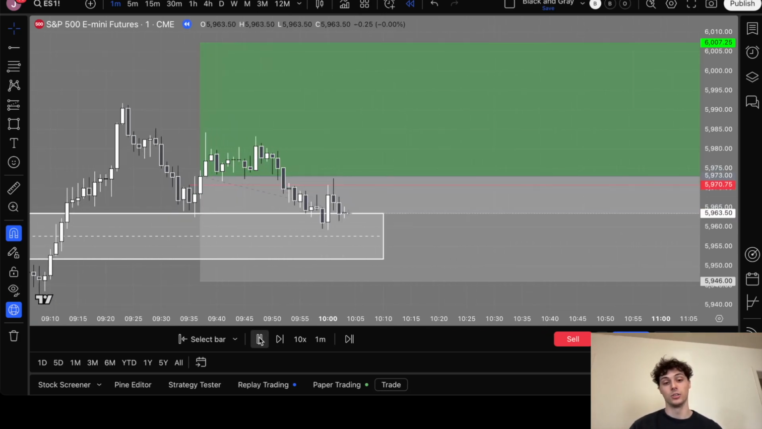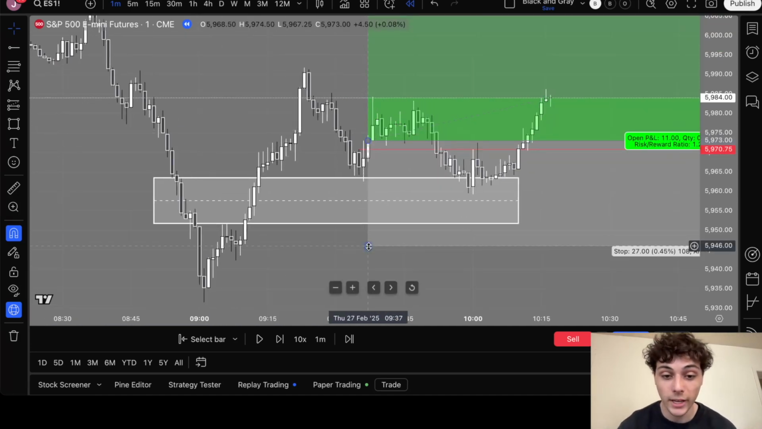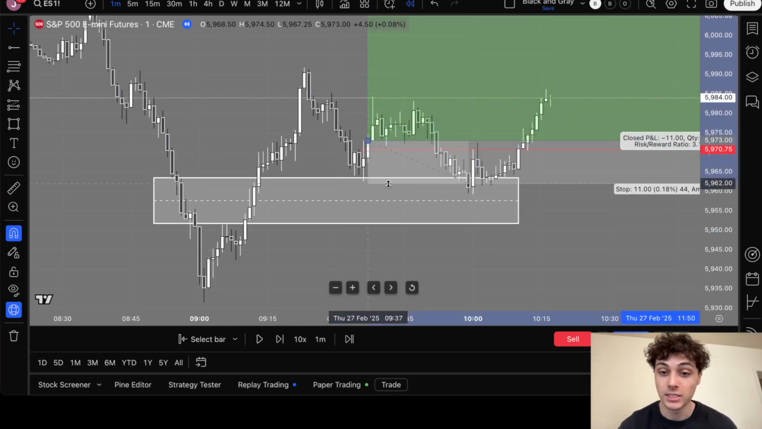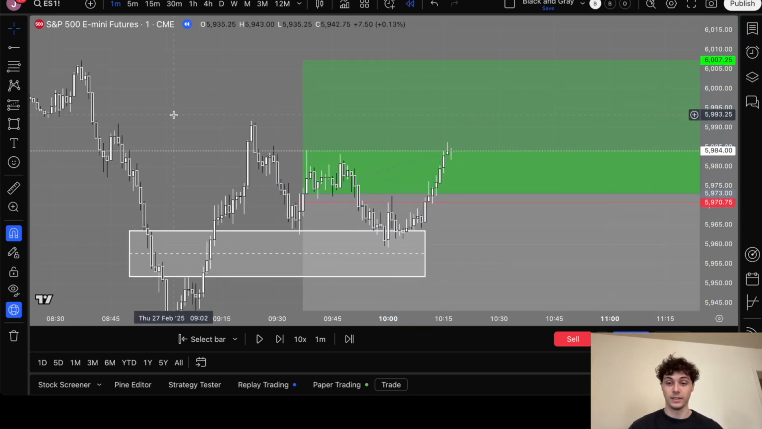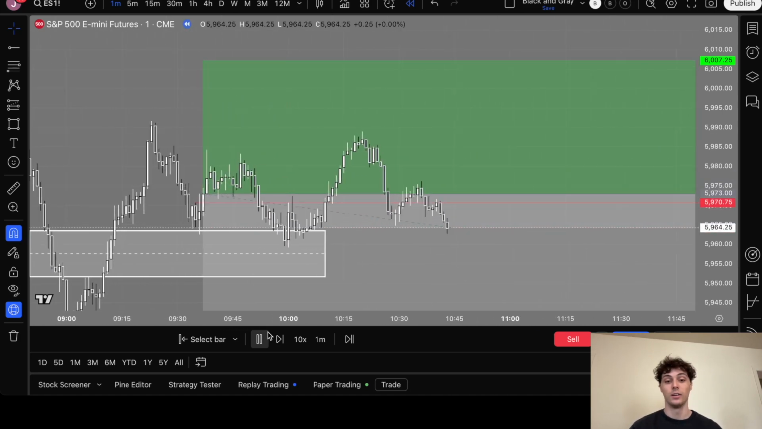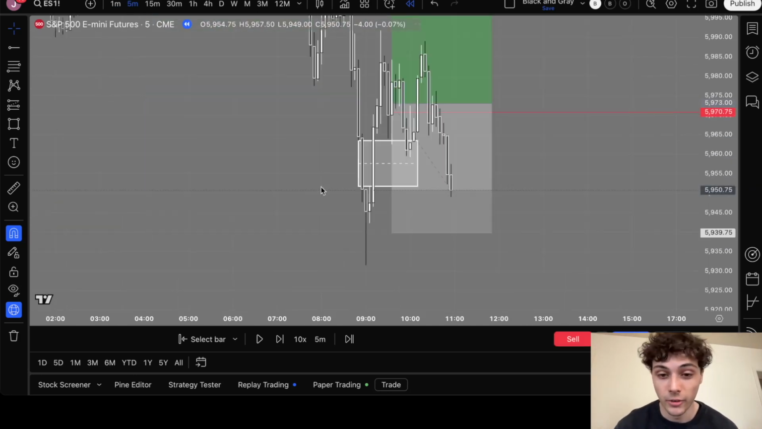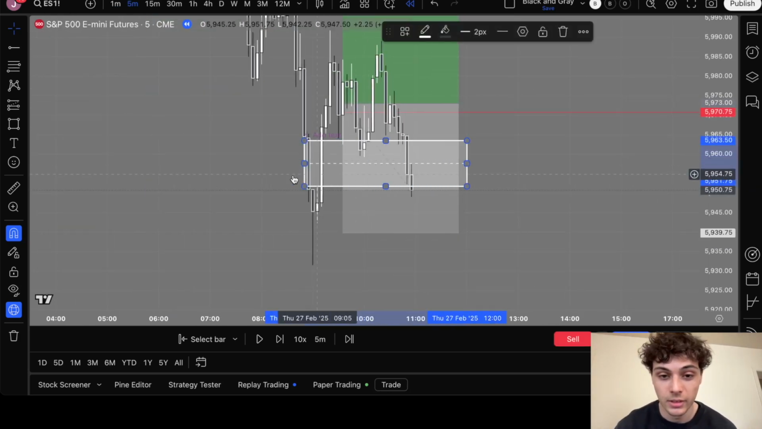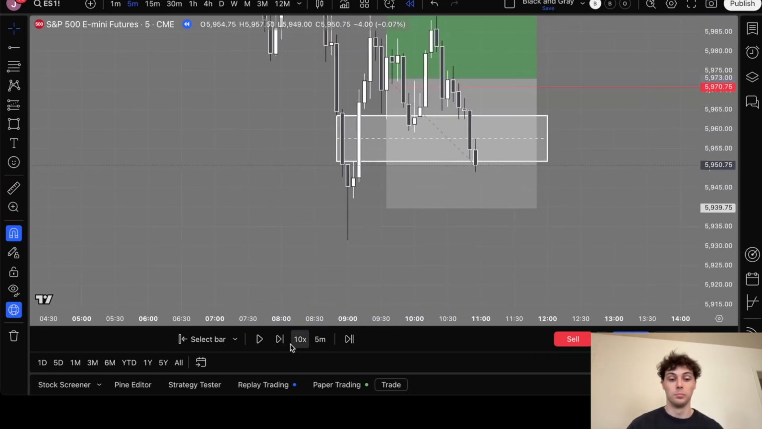Boom, price goes lower, fills the BPR more. That's why you don't have your stop loss right here, because then you would have gotten stopped out. Right? Price goes higher, lower. This trade might not even work. Oh no. This trade might not work. Gulp.